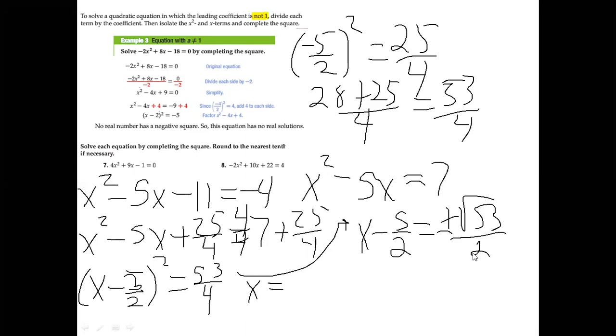So you'd have x equals 5 halves plus square root 53 over 2, or x equals 5 halves minus square root 53 over 2. Okay, if you plug those into your calculator, you'd have 5 divided by 2 minus the square root of 53 divided by 2.